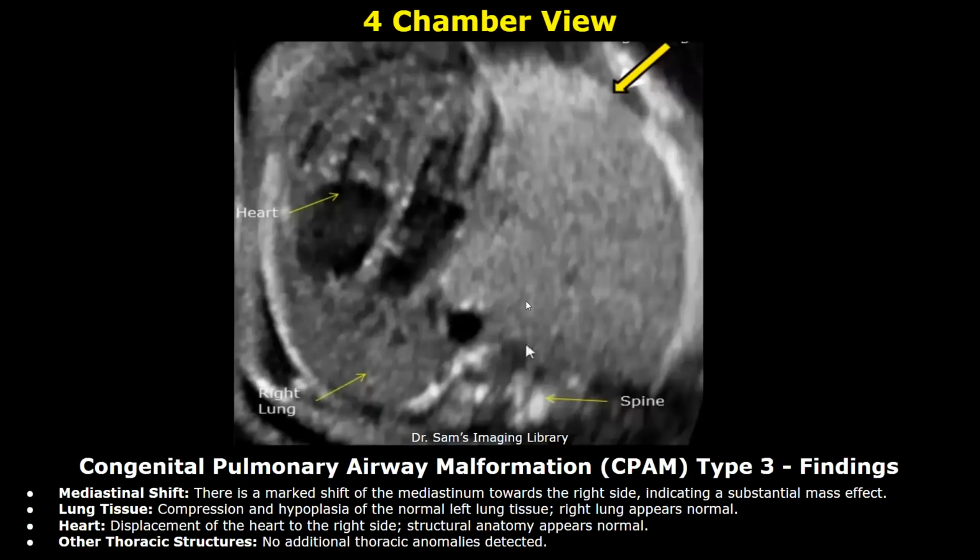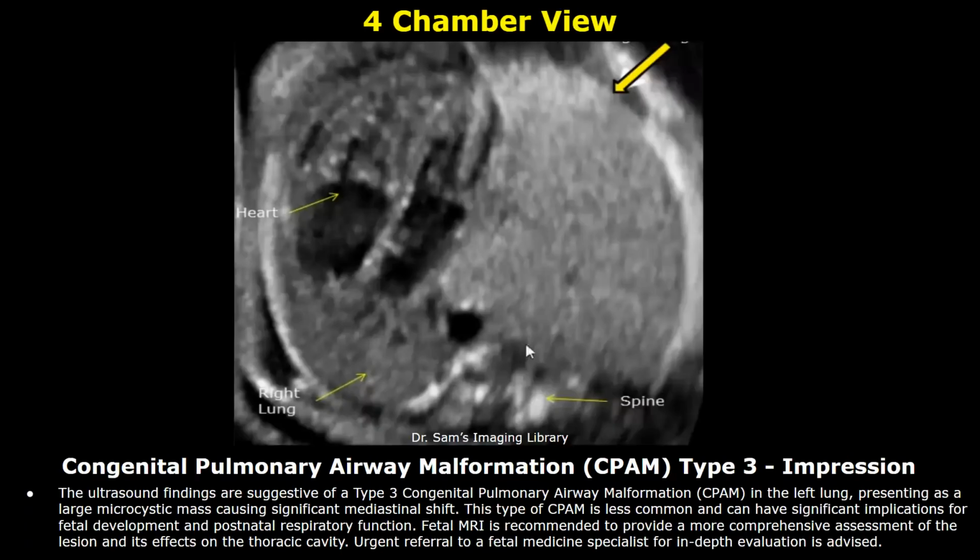Mediastinal shift. There is a marked shift of the mediastinum towards the right side, indicating a substantial mass effect. Lung tissue. Compression and hypoplasia of the normal left lung tissue. Right lung appears normal. Displacement of the heart is to the right side. Structural anatomy appears normal. No additional anomalies were found.